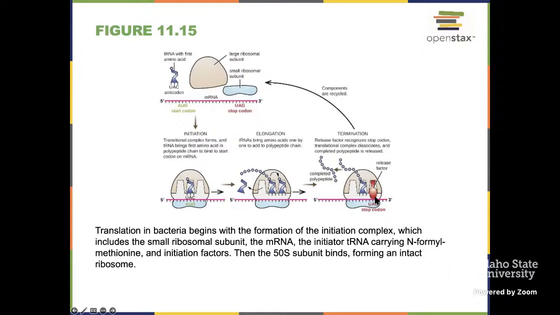I mentioned before a release factor. It basically drives a wedge between the large and small subunit, causing the ribosome to dissociate, and we've got our completed protein sequence. At this point, we would call it a primary sequence. It's just a linear assortment of those amino acids. There are going to be all sorts of things happening to those amino acids once we've got that linear sequence.